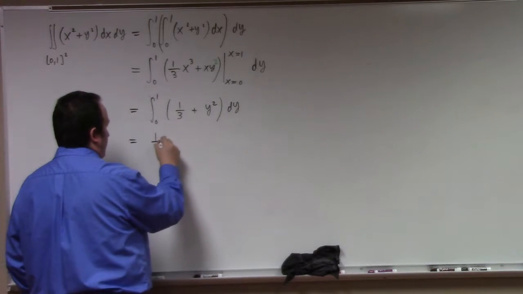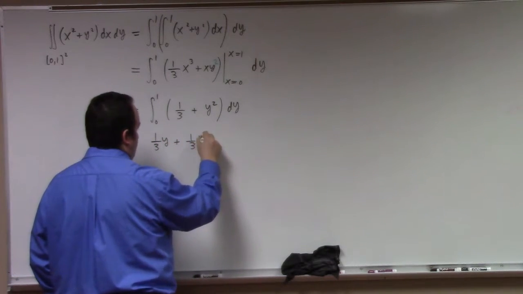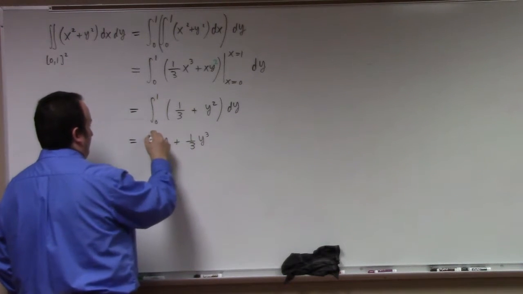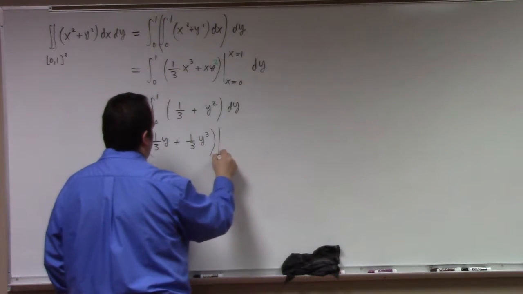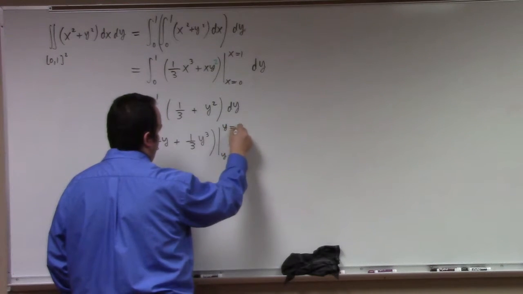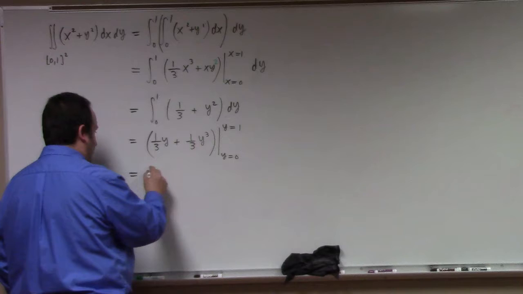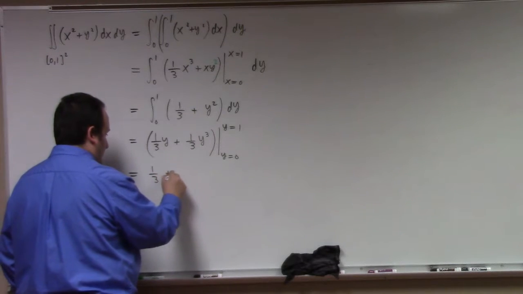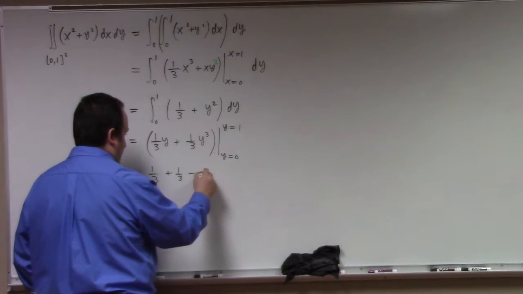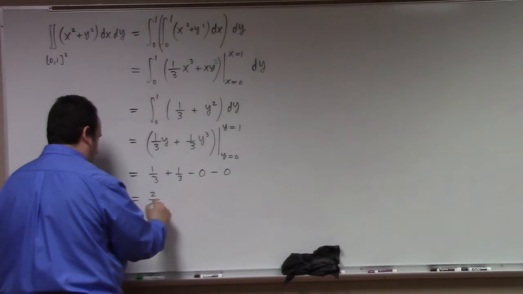We had ourselves a 1/3 y plus 1/3 y cubed. Evaluate that from y equals 0 to y equals 1. I mean, we take the difference at 1 and 0, right? Fundamental theorem of calculus, part 2 for me. Anyway, so that is 1/3 plus 1/3 minus 0. Anyway, so what you got? You got 2/3.